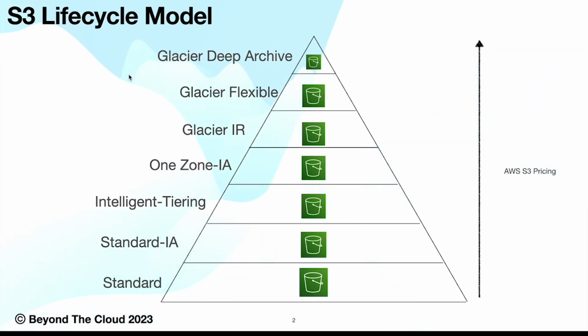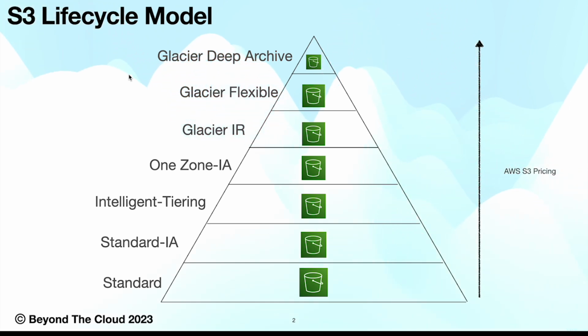Glacier has three flavors: Glacier Instant Retrieval, Glacier Flexible, and Glacier Deep Archive. Suppose for archiving you don't need fast access to the data, so you can move your data to Glacier. Instant retrieval is much easier, retrieving within minutes or hours. But if you want to retrieve the data after 12 hours, you can use Glacier Flexible, which is less costly.